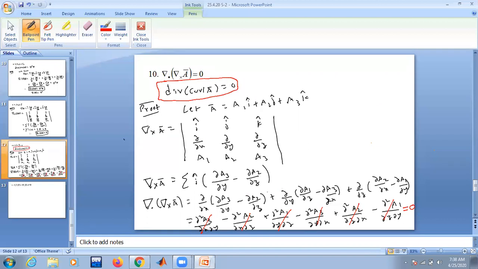Okay. So these are the identities. In the next session, we'll prove the remaining 3 identities.